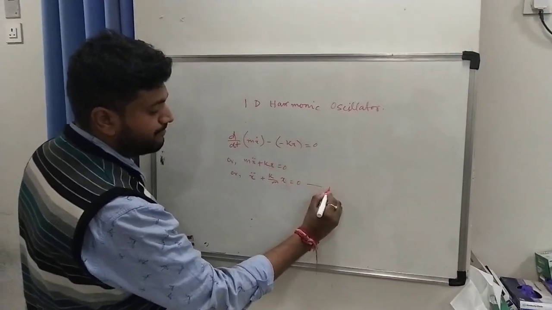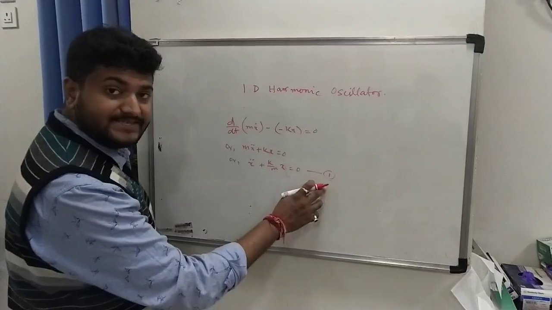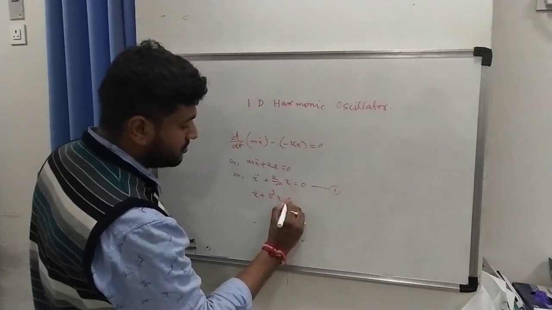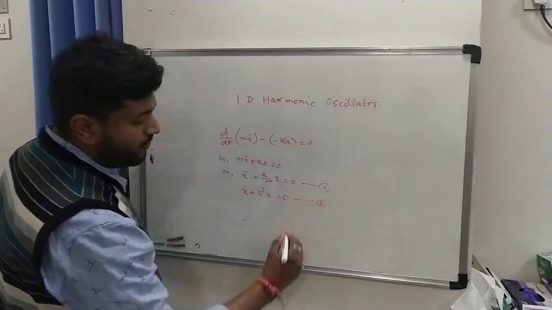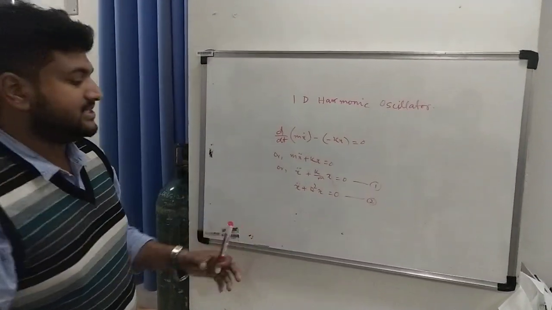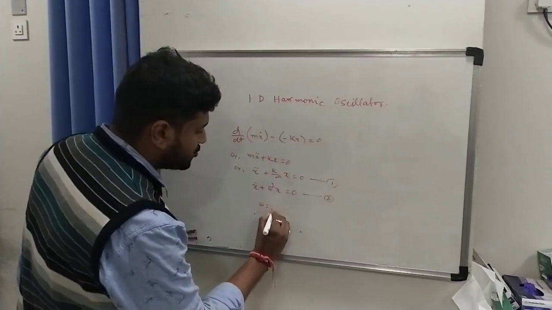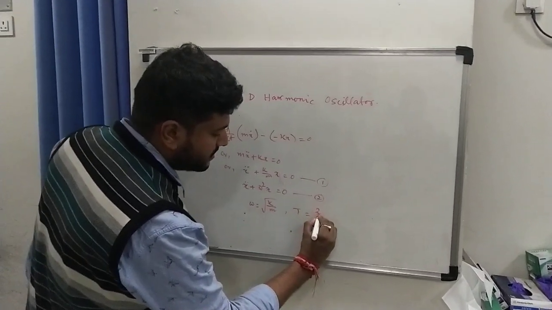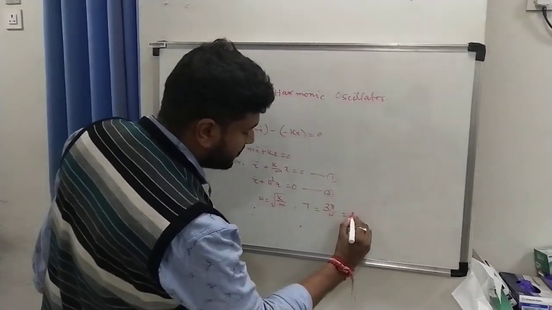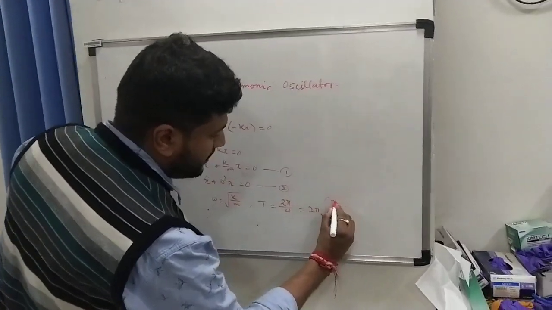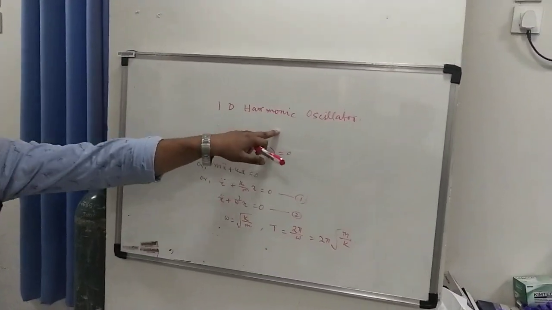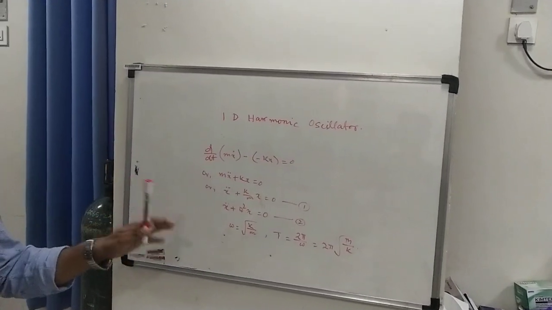If we compare this equation to x double dot plus omega squared x equals 0, the equation of the well-known SHM, then we get omega equals root over k by m, the angular frequency of oscillation. The time period of oscillation equals 2 pi by omega, equals 2 pi root over m by k. So this is one example of the Lagrangian approach. This is a very simple example.